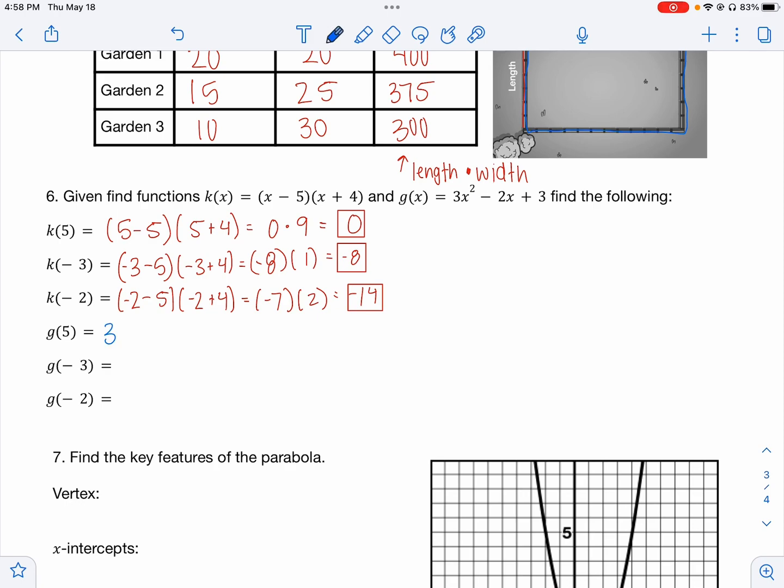So we're going to do 3 times 5 squared minus 2 times 5 plus 3. This will be equal to 3 times 25, because that's what 5 squared is, minus 10 plus 3. So this will be 75 minus 7, which is 68.